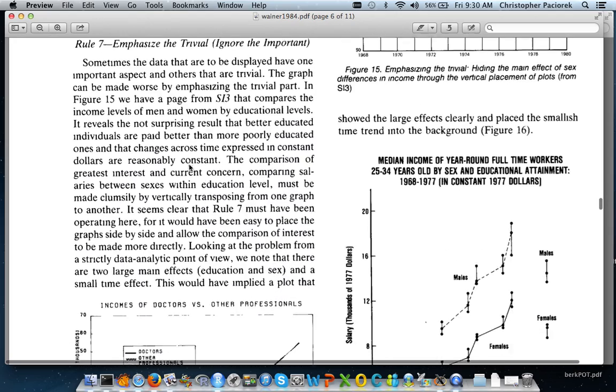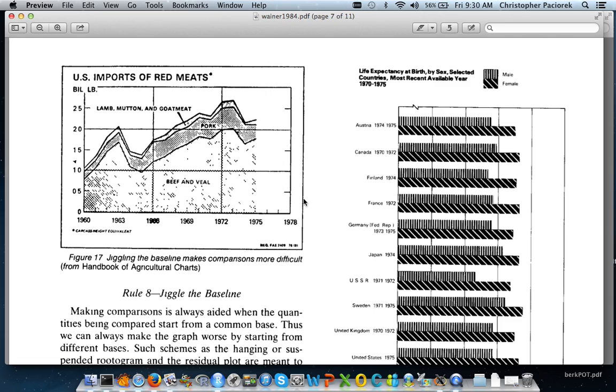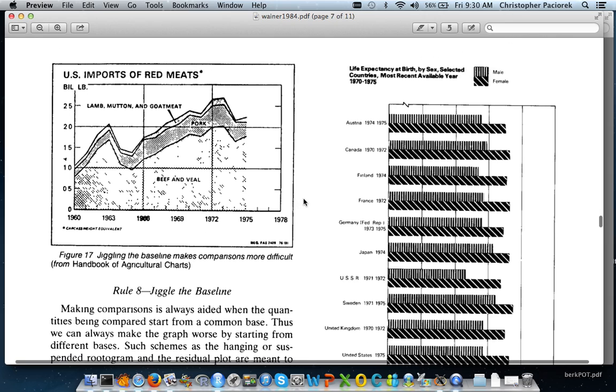All right, so I think I'll leave that at that. If you're interested, there are some other examples in here. Oh, actually, let me show you this last one here.